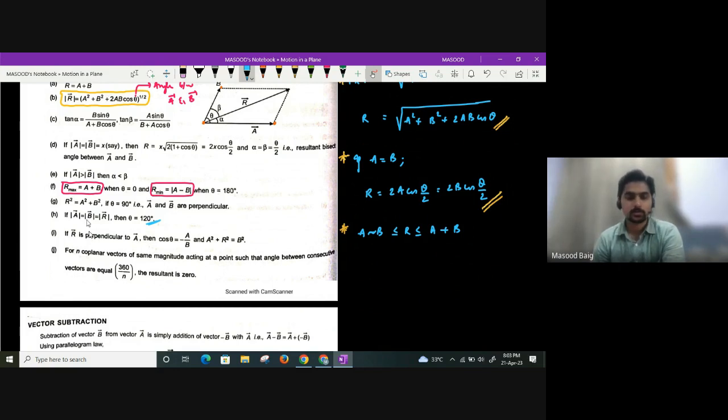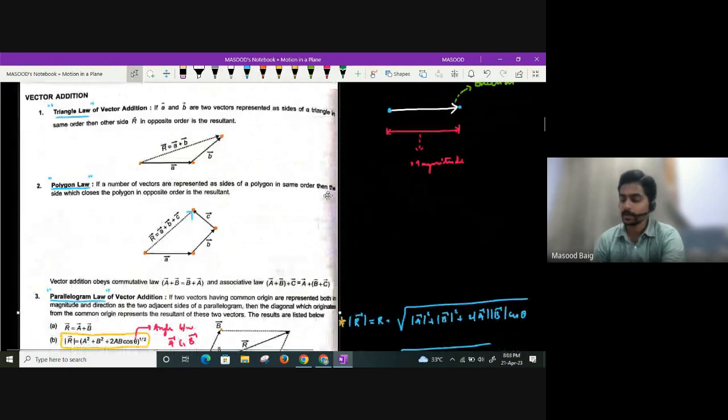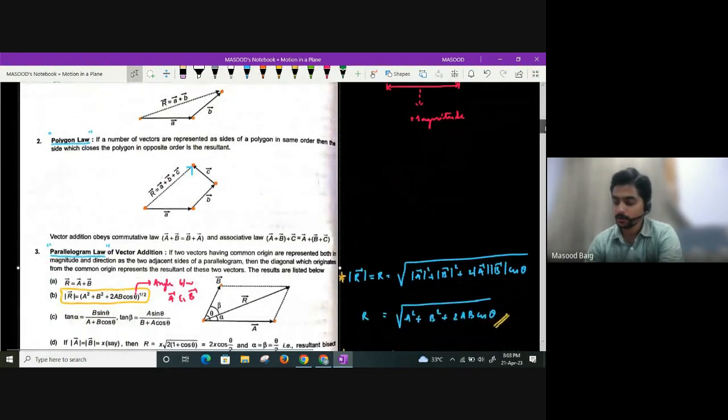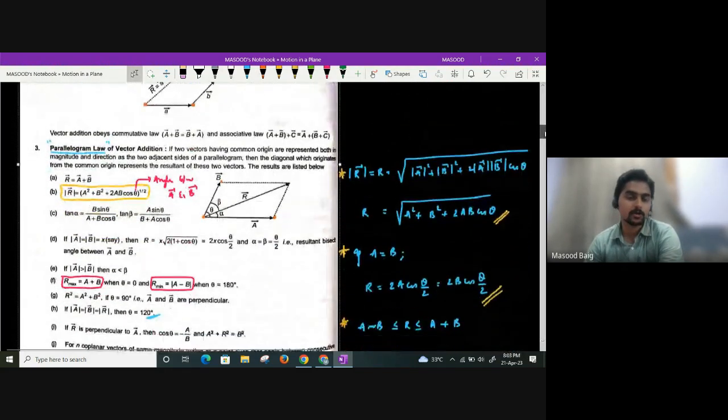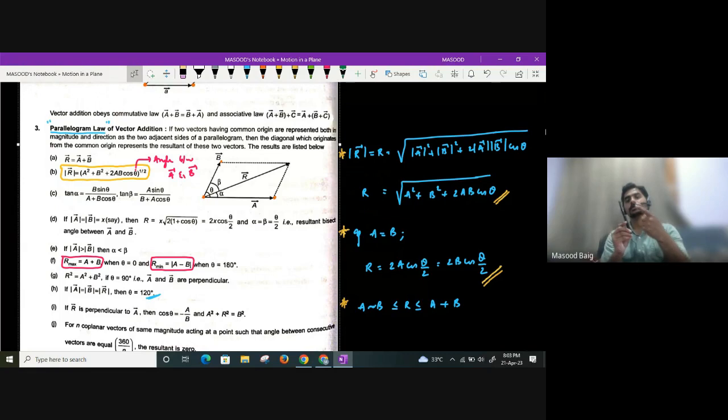Yes or no? The rest we can remember again, but here are the basic things you need to know. Whenever we are taking either the triangle law or the parallelogram law, in both we will take two vectors. In triangle law, if two vectors are represented by two sides of a triangle taken in the same sense, the resultant will be represented by the closing side taken in the opposite sense. In parallelogram law, if two vectors are represented by two adjacent sides of the parallelogram, then the resultant will be represented by the diagonal contained between these two adjacent sides.